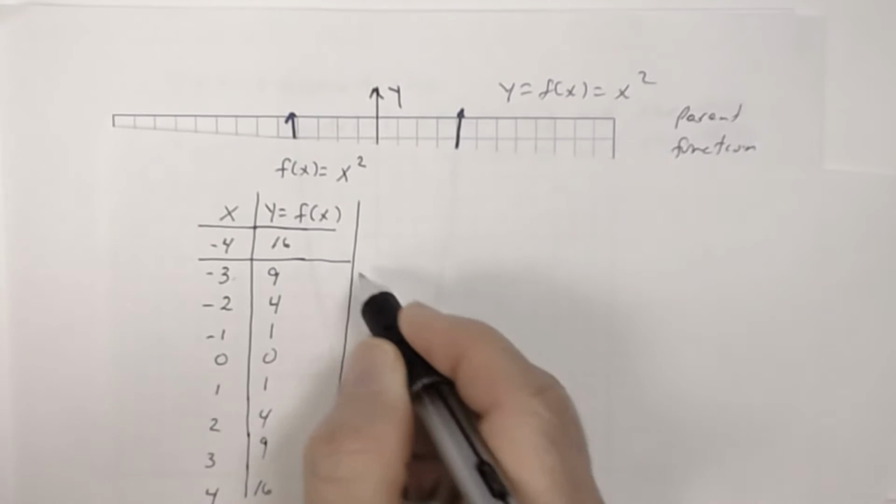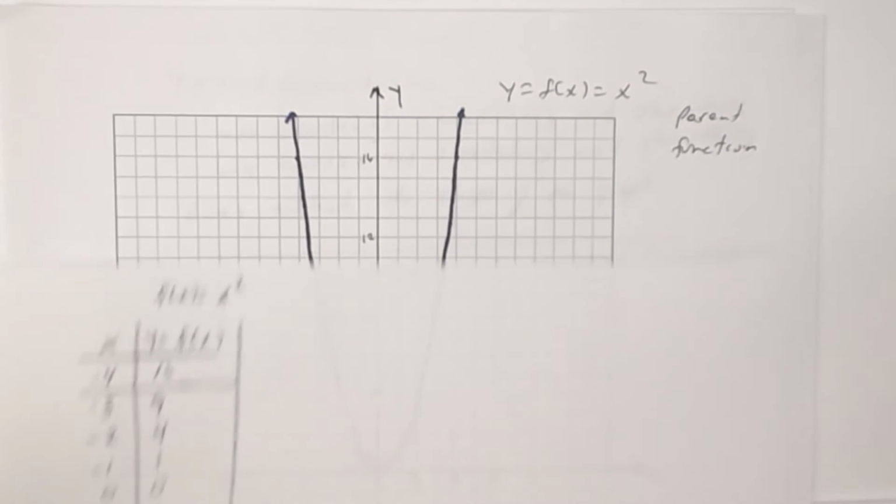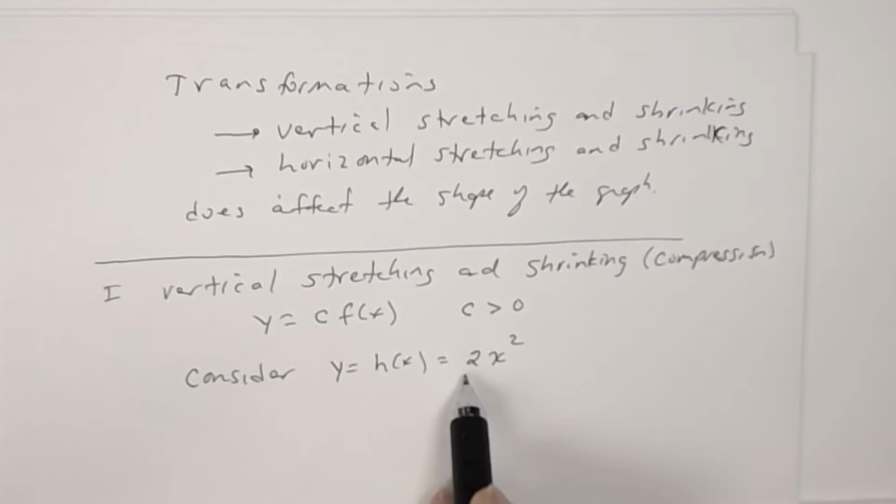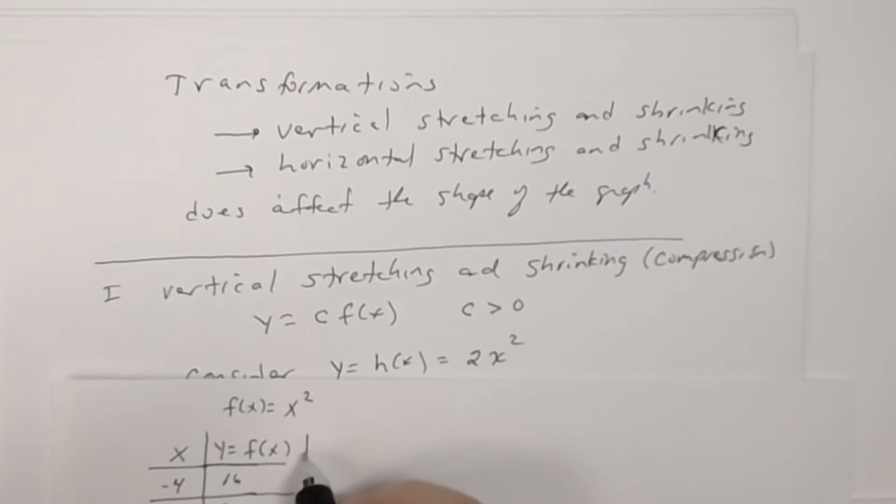What I'm interested in, though, is this. What happens if, instead of f of x equals x squared, I have 2x squared? All right, let's look at h of x.